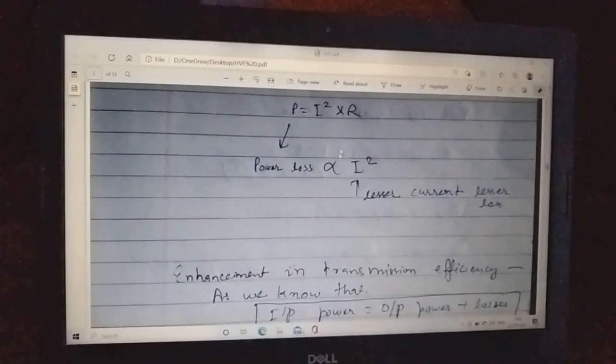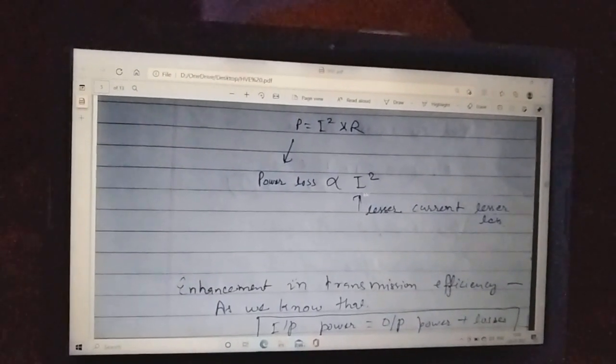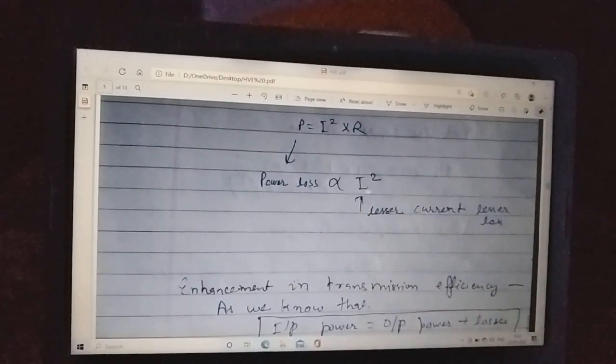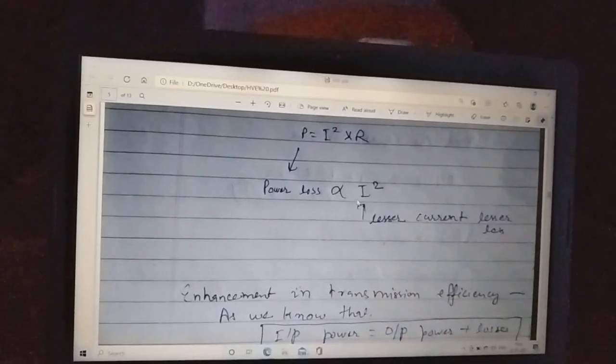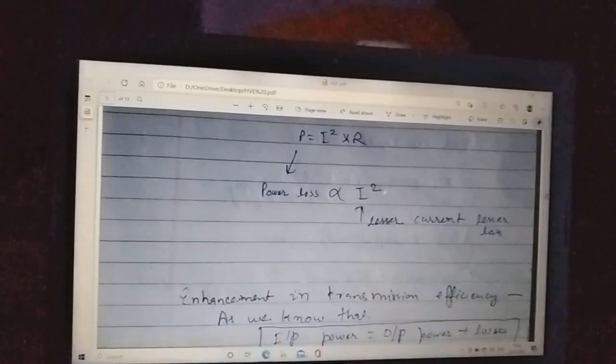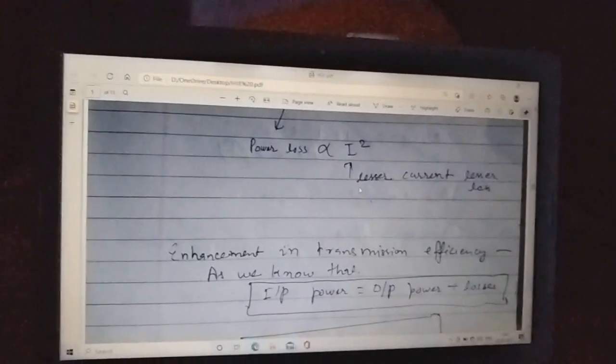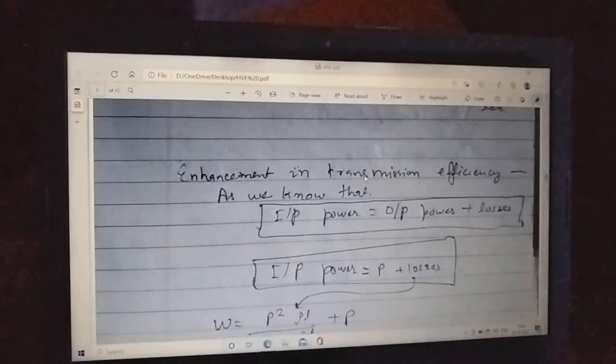Here the value is in squared form, which means if I is 0.25, then the power loss will be 0.0625, which means losses will be very small.